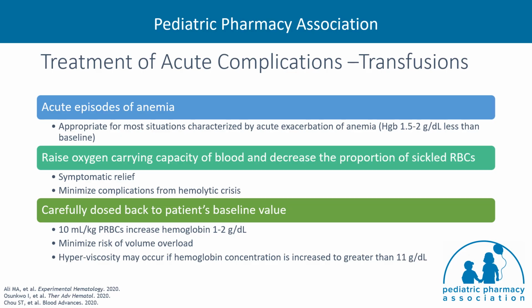And then just noting again that hyperviscosity can occur if the hemoglobin concentration is increased, particularly greater than 11 grams per deciliter. And we want to avoid hyperviscosity because we can see a slow flow through small blood vessels with that hyperviscosity, and that can result in additional sickling and trigger or worsen a vaso-occlusive episode. So while blood and hemoglobin that is not sickled can certainly provide benefit to these patients, there are some drawbacks, and we just need to be very judicious in the transfusions we're providing to patients.